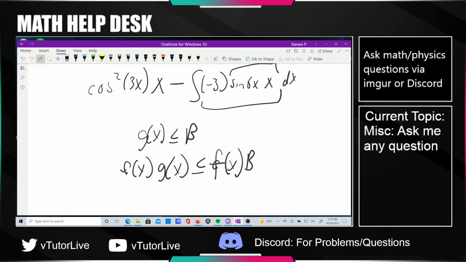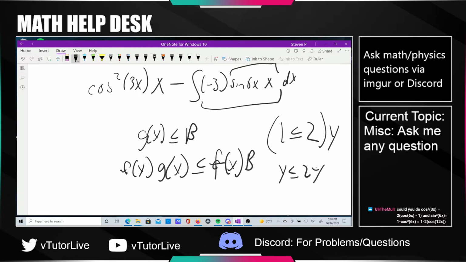Let's write this at an elementary school level, right? 1 is less than or equal to 2. If you multiplied through by a number that's potentially negative, like let's say you multiplied through by y, and you wanted to claim that y is less than or equal to 2y. Well, if y is negative, this just isn't true. And that's the issue here. You just have no guarantee about the sign of f of x. I just want you to think that through a little bit.